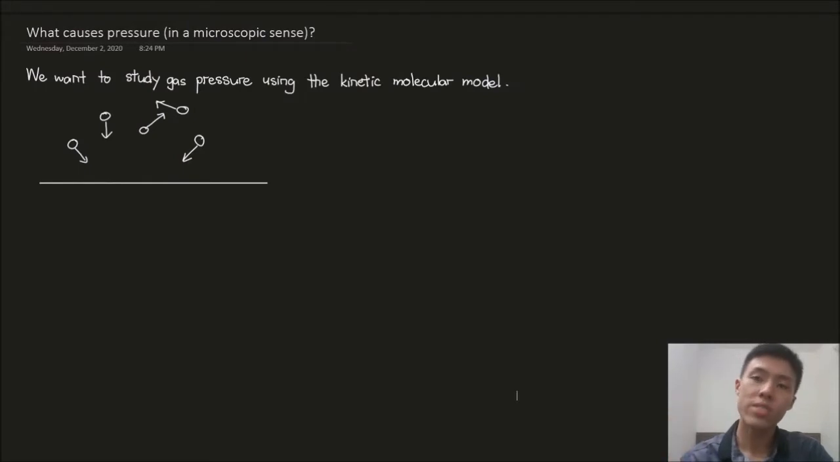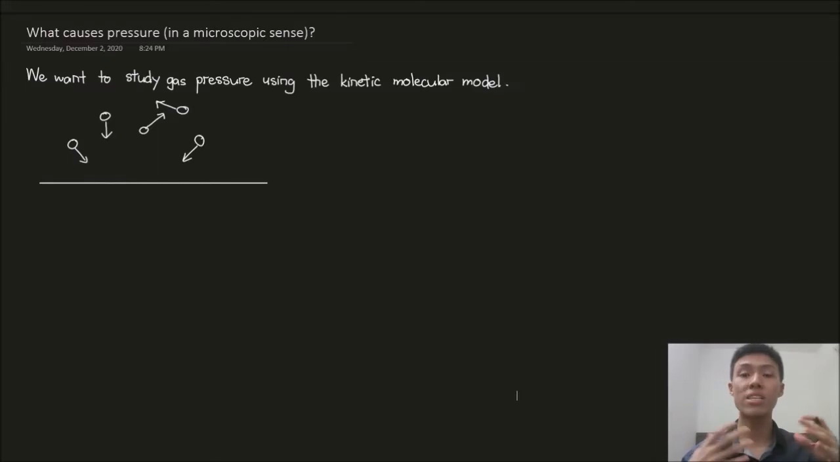So we want to study gas pressure using the kinetic molecular model. So what is the kinetic molecular model? It's a model which describes how particles, gas particles to be more specific, move. This kinetic molecular model provides us a lot of insights because it allows us to understand what is pressure, and after we know what is pressure, we can further relate it to temperature.